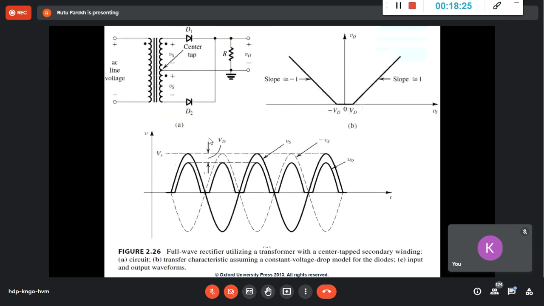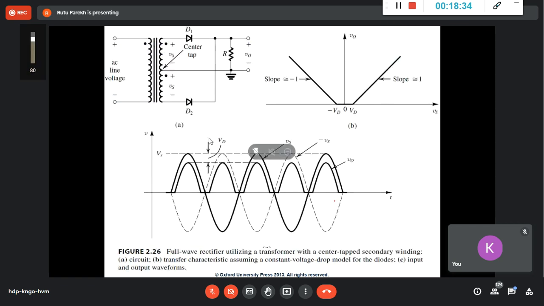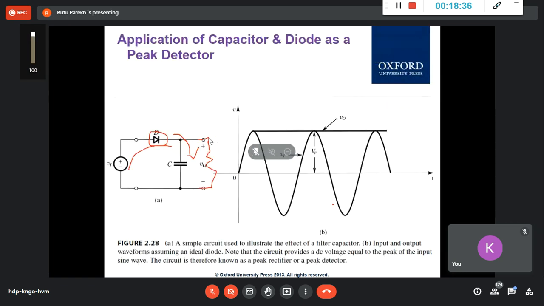What do you mean by filtering? After this, you will have a waveform like this. These are ripples, we say. So it is fluctuating a bit from the maximum. So this is going to charge. Let's say the maximum is 5 volt, and this diode is conducting up to that. It will charge and eventually reach, let's say, 5 volt. Let us take it as an ideal diode. So now this has charged to 5 volt.